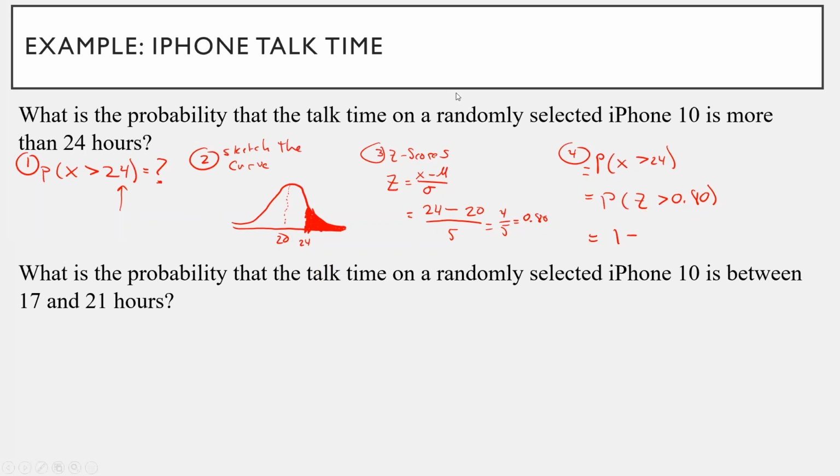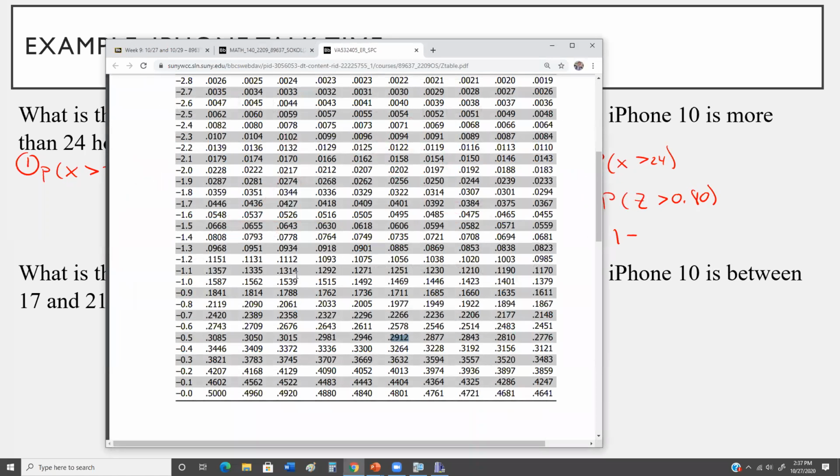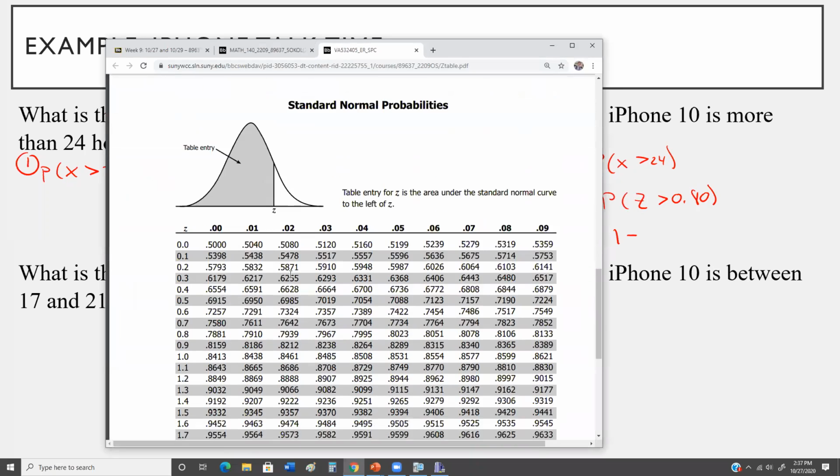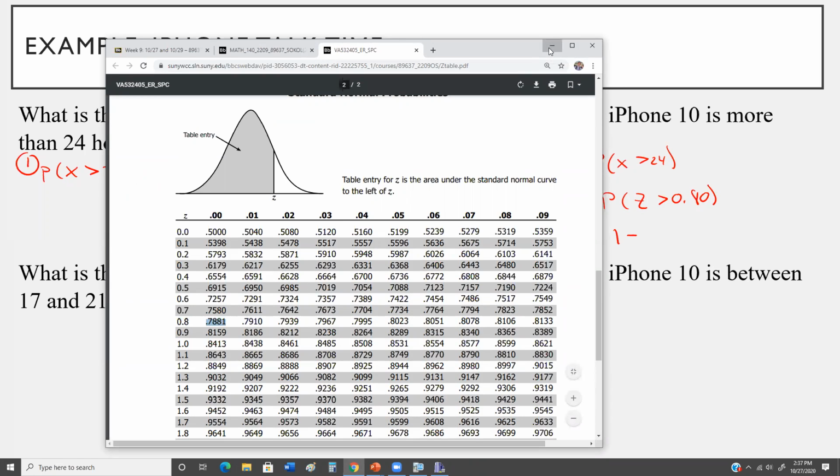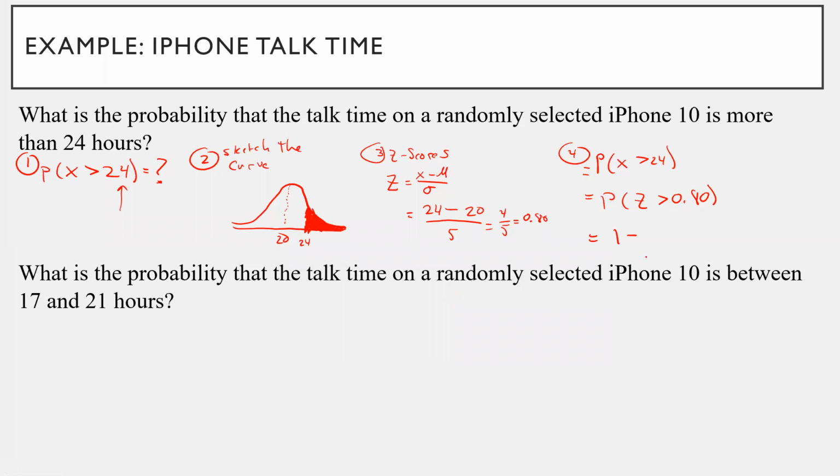You're going to look up 0.80. So you have to go to the positive side. Yep, 0.8, and the 0 is right here. So it's 1 minus 0.7881. And I believe that gets you 0.2119. Did I do that correctly in my head? Thank you.